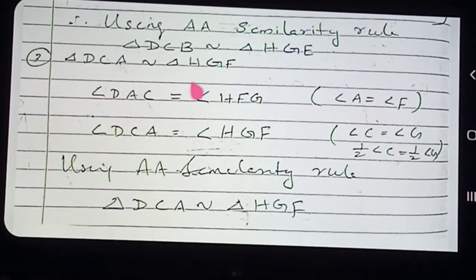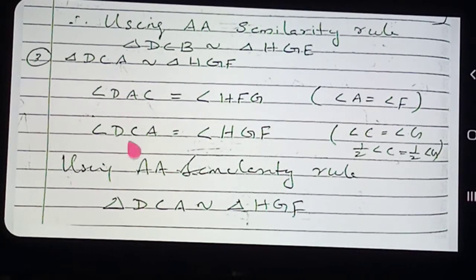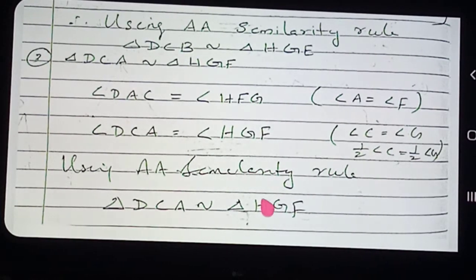In triangle DCA and triangle HGF, angle DAC is equal to angle HFG because angle A and angle F are equal. First point. And angle DCA and angle HGF are equal because angle C and angle G are equal, therefore half of the angles are also equal. So two corresponding angles we already proved equal. If two corresponding angles are equal, then by the AA similarity rule, triangle DCA is similar to triangle HGF. Okay, go through the points once more.